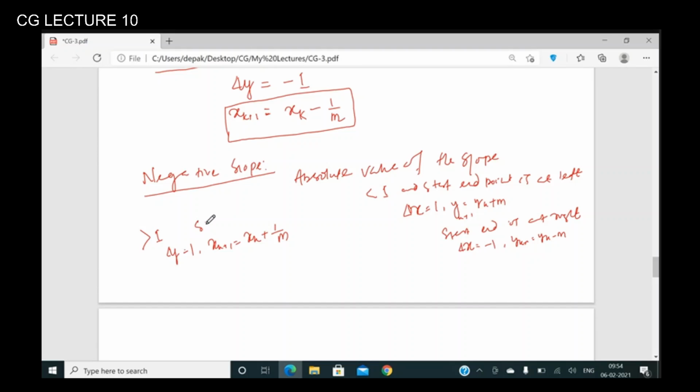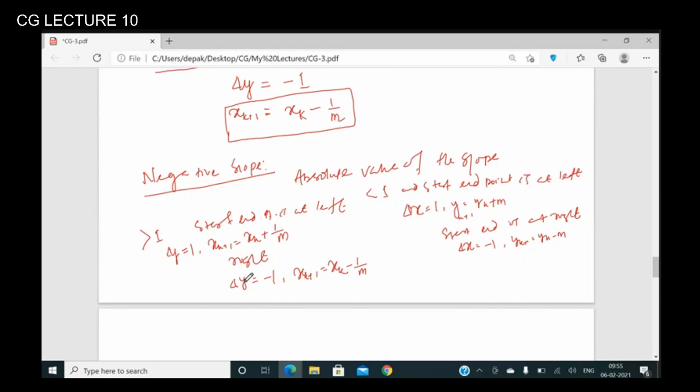If the start end point is at right, then del y is equal to minus 1 and x of k plus 1 is equal to x of k minus 1 by m. So these things you need to remember.